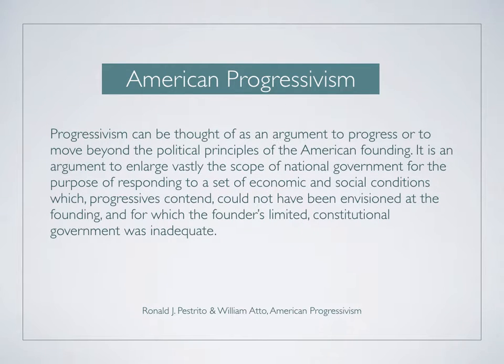American progressivism can be thought of as an argument to progress or to move beyond the political principles of the American founding. It is an argument to enlarge vastly the scope of the national government for the purpose of responding to a set of economic and social conditions which, progressives contend, could not have been envisioned during the time of our founding, and for which our founders' limited constitutional government was inadequate.